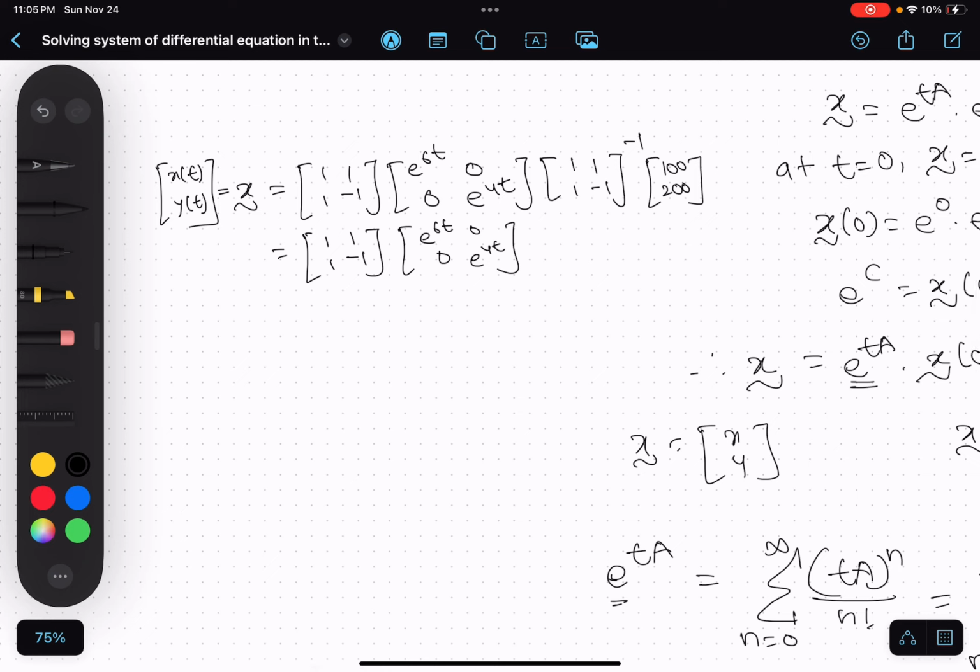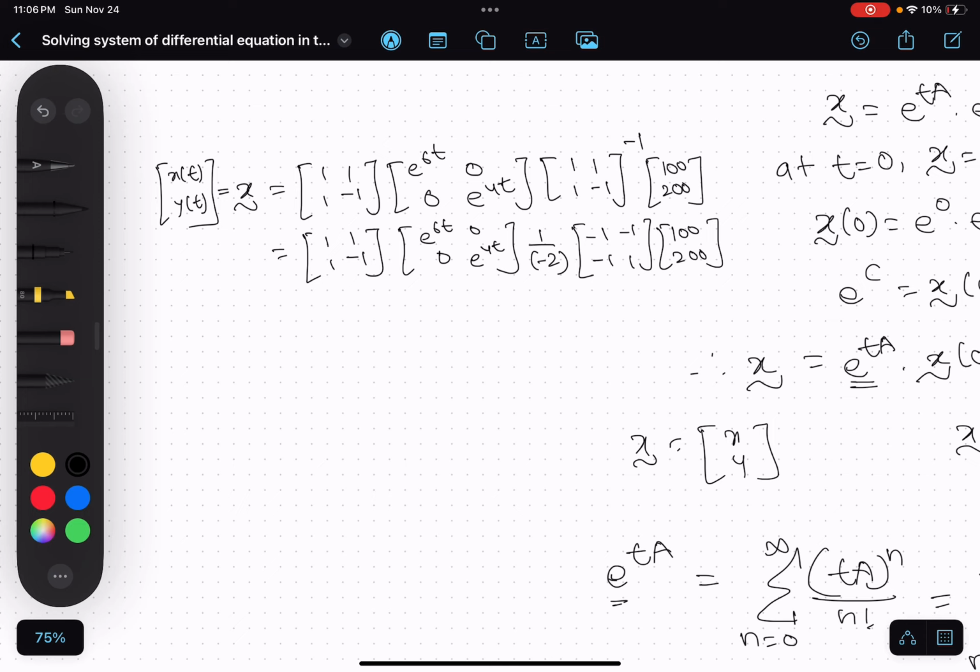Okay, so this will just be negative 1 by minus 2, right? 1 by minus 2, and then this will interchange: minus 1, 1, and that will just be minus 1, minus 1, right? Okay, 100, 200. Yeah, this is interchange. All this will just carry a minus sign.